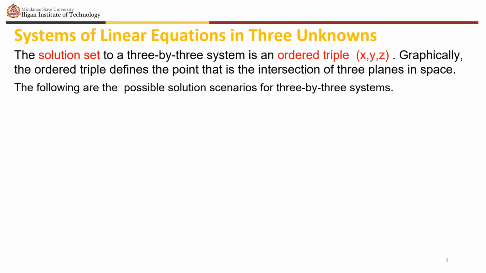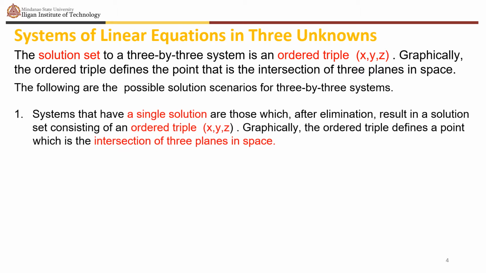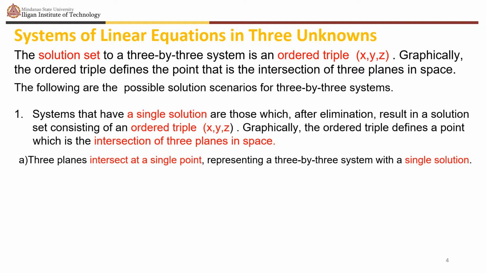The following are the possible solution scenarios for 3 by 3 systems. Systems that have a single solution are those which, after elimination, result in a solution set consisting of an ordered triple (x, y, z). Graphically, the ordered triple defines a point which is the intersection of three planes in space. So here's the sketch of three planes which intersect at a single point, which is represented by a 3 by 3 system with a single solution.